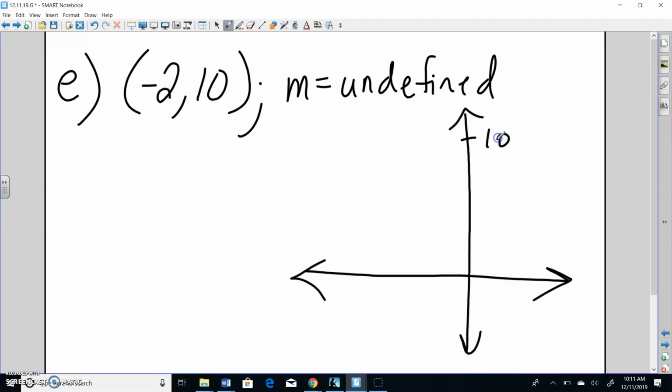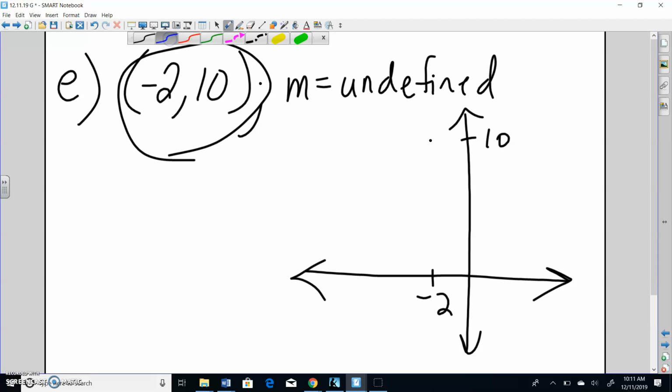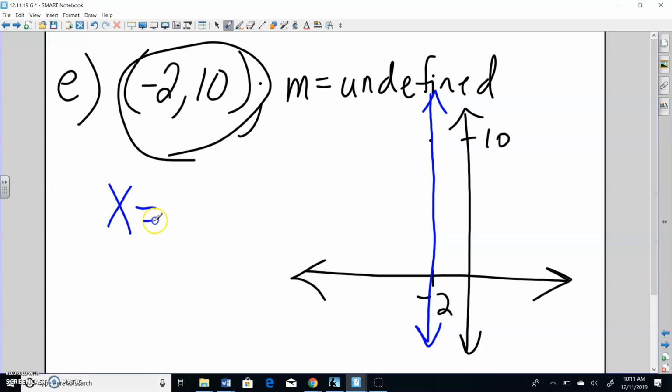Let's say 10 is here. I just look at the point that's given, -2, 10. If I plotted that, that's a point on the line, correct? And it's a vertical line, so if I drew that, I could just draw the vertical line through that. So which axis does this point cross? The x-axis. And where does it cross the x-axis? At -2. That's the equation of our line.